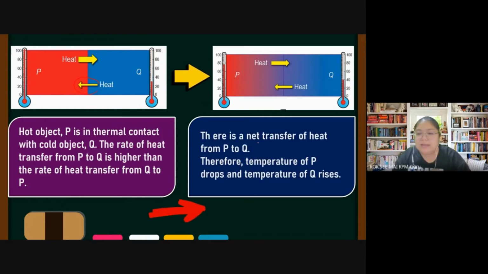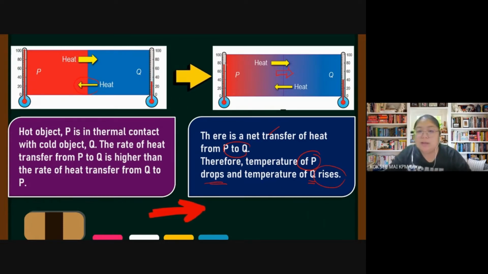Okay, there is a net transfer of heat from P to Q. So that means net. Slowly, the arrows become the same size, because the net rate becomes equal. Therefore the temperature of P will drop, and the temperature of Q will increase, until the situation reaches thermal equilibrium.